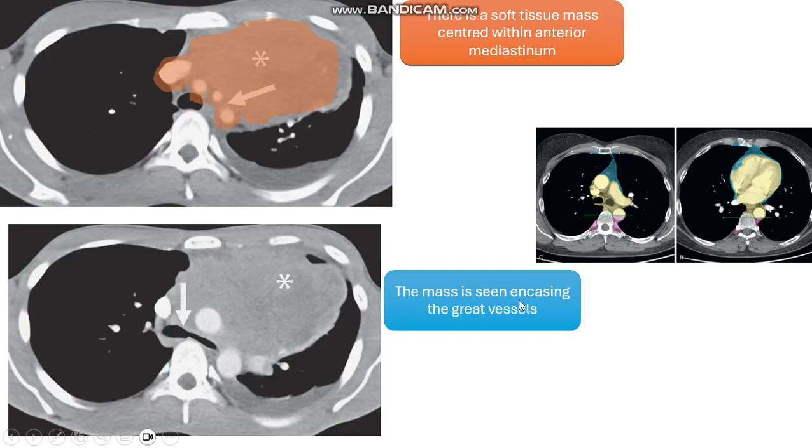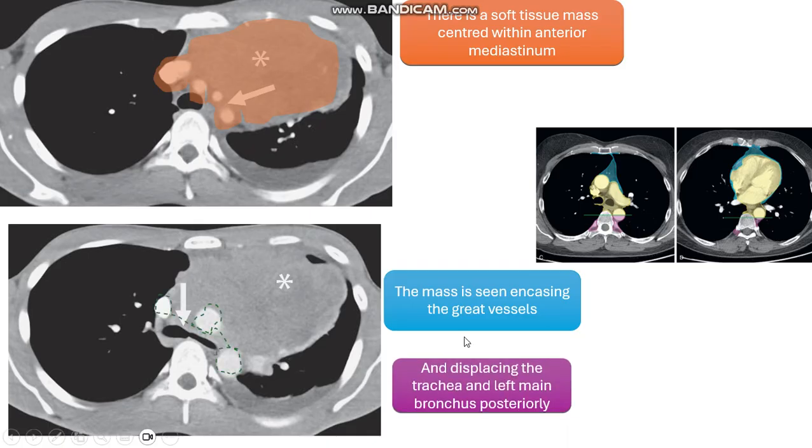Okay, so the mass also is seen exerting a mass effect on the trachea and the left main bronchus. Okay, so the mass is seen displacing and compressing the trachea and the left main bronchus. It is seen displacing the trachea posteriorly.